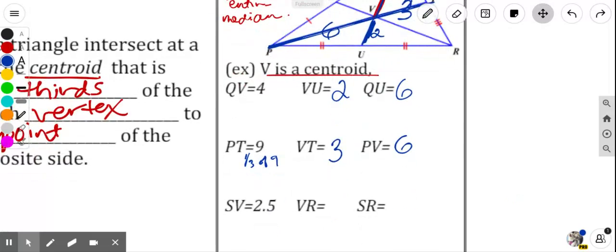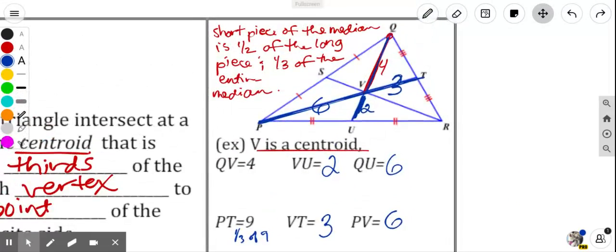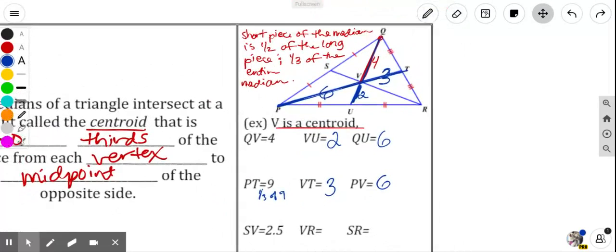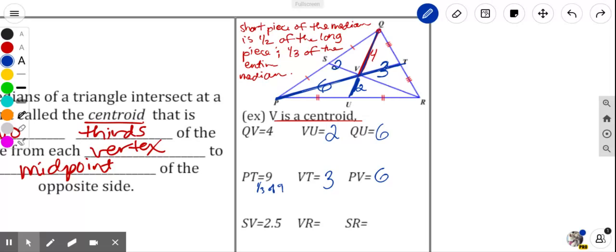Okay, so now the last one I gave you is SV is 2.5. So let's go back up here. SV is 2.5. That's this little piece here. So that's the short piece of the median. So let's find the longer piece of the median. To get that, we're going to double it because the long piece is twice the short piece. So 2.5 times 2 is 5. So VR is 5. And then SR, the whole thing, you're just going to add 2.5 and 5, which is 7.5. So that's how you do centroid problems. Again, it looks intimidating, hearing 2/3, 1/3, whatever, but it actually is pretty easy.